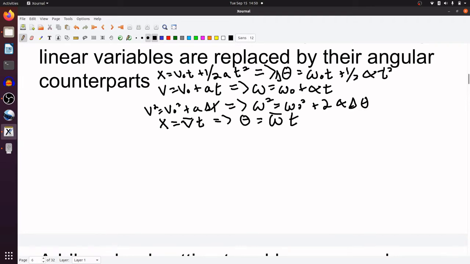You just replace all of your v's with omegas and all of your a's with alphas. Your t's stay the same, and replace all your x's with thetas. And that's it. That's all you got to do. The math is roughly the same. This is one of your easier chapters to do just because it's kind of a rehashing of what you've been doing, except you're only going in a circle. So let's do a problem.